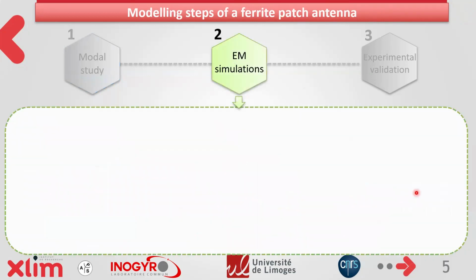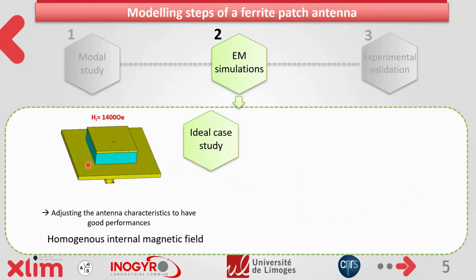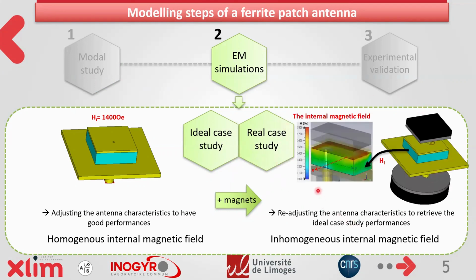The next step is to simulate the antenna behavior in 2 cases. The first one is the ideal case study, considering a homogeneous internal field. So during the study, we adjusted the antenna characteristics to obtain the desired criteria while having good performances. Then we add magnets to the structure to estimate the antenna response in the real case where the internal field is non-homogeneous. So in this case, we readjusted the parameters of our antenna to retrieve its ideal performances.